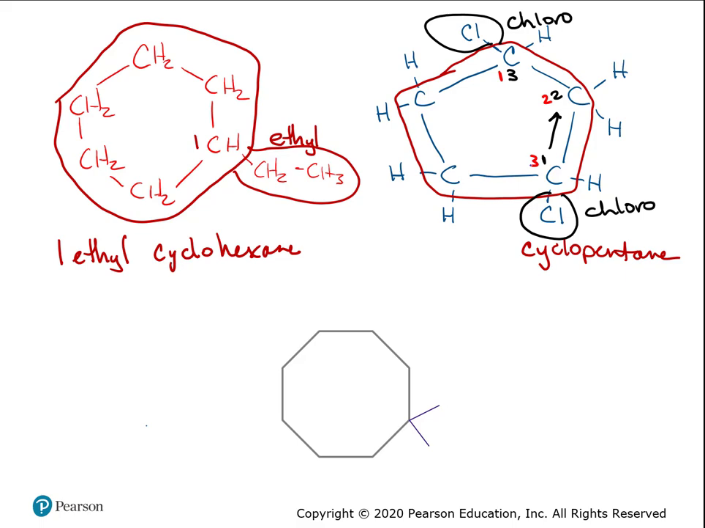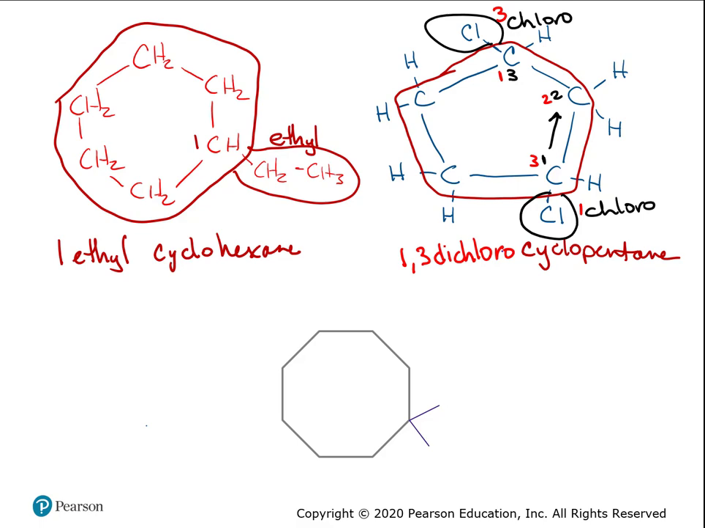Either way, one is going to be a 1, one is going to be a 3, because they're chlorines that are 2 carbons apart. So this one is carbon 3, carbon 1. So now I'm going to write this as 1,3-dichlorocyclopentane. It just means there's a cyclopentane with a chlorine on carbon 1 and a chlorine on carbon 3.